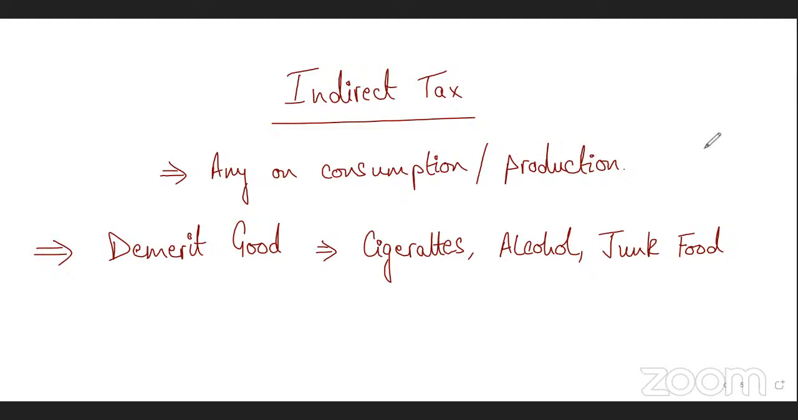So I will not include weapons over here because obviously they are merit goods, but I think there should be stricter rules and regulations around weapons. So let's keep demerit goods to simple things. Cigarettes, harmful, people overconsume. Alcohol, harmful, people overconsume. Junk food, harmful, people overconsume. So you need to stop them from doing that. Okay, now, how will indirect taxes help you?